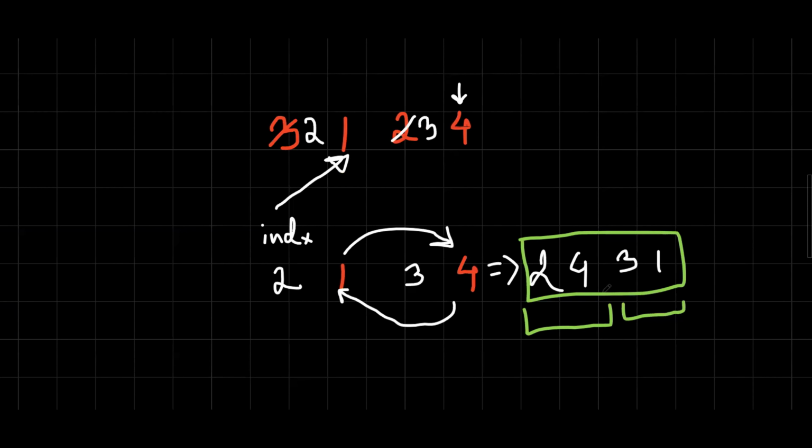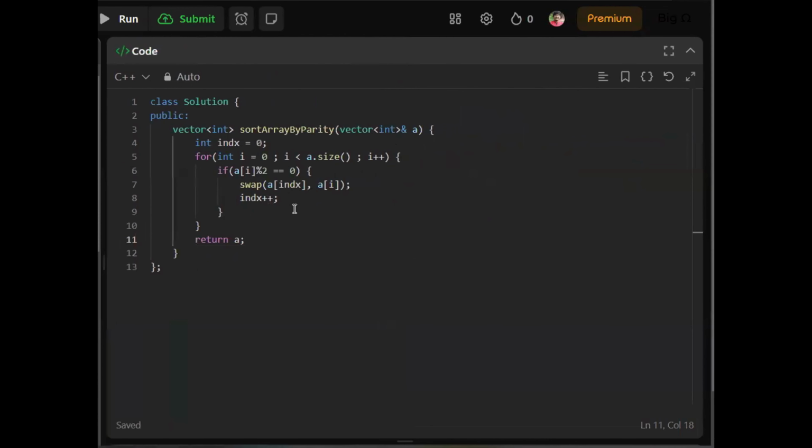So this is the simple two-pointer approach to solve this problem. I hope you understood the algorithm. Now let's move on to the code. In this problem, the code is pretty simple. At first, we are given a function named sortArrayByParity, which has a vector as a parameter.